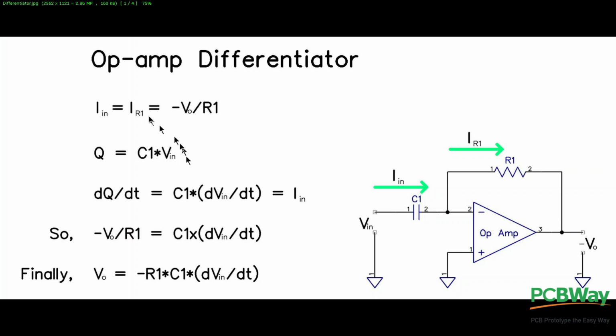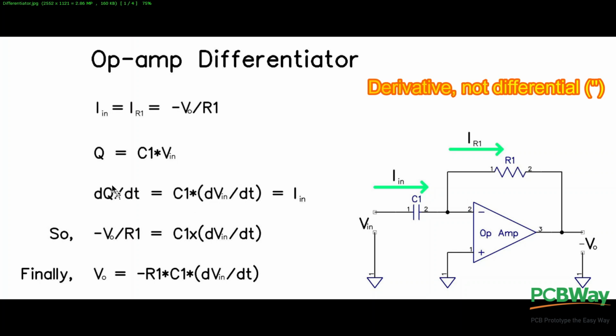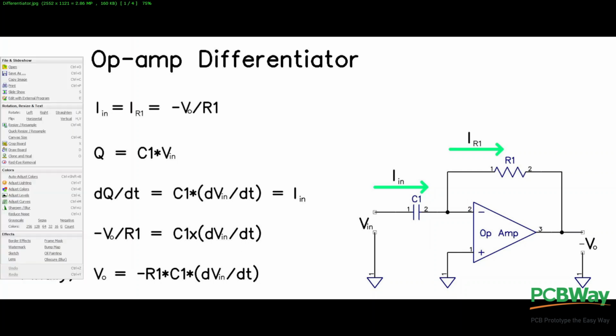Now, I in, the input current, is equal to the rate of change of that charge. So the current flow going in is going to change the charge, and that is our current. So you write down dq by dt equals C1 times dV in by dt. And what I mean by dV in by dt is the rate of change. So this is the differential of the input voltage. So the differential of the charge is equal to C1 times the differential of the input voltage, which is our input current. And what we mean by derivative is the instantaneous rate of change.